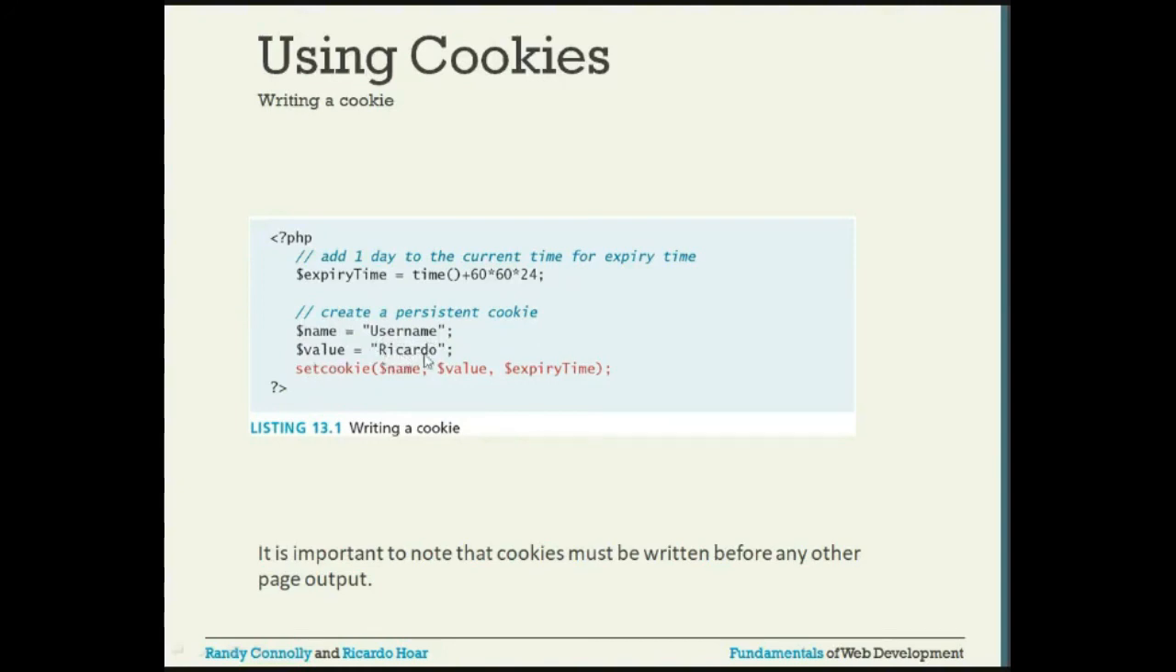And how do we set the cookie? You will use this particular method, setcookie. You call setcookie and pass these values: $name, comma, $value, comma, $expiry_time. So the name of the cookie would be username, the value would be Ricardo, and the expiry time would be plus 1 day from the current time. So this is how you set a persistent cookie. If you don't specify the expiry time, then it will become a session cookie. And whenever you are using a session cookie, when that browser session ends, that cookie will be deleted.